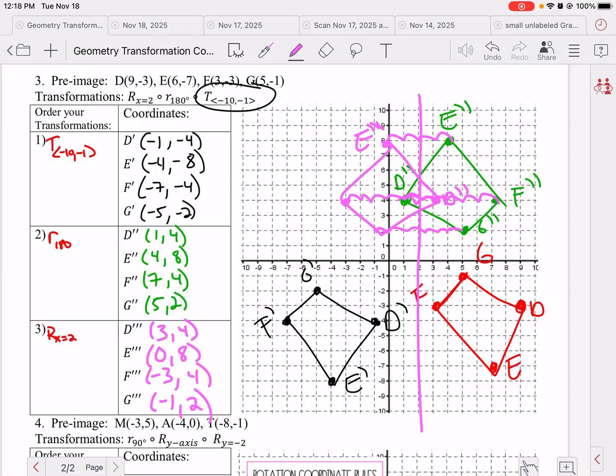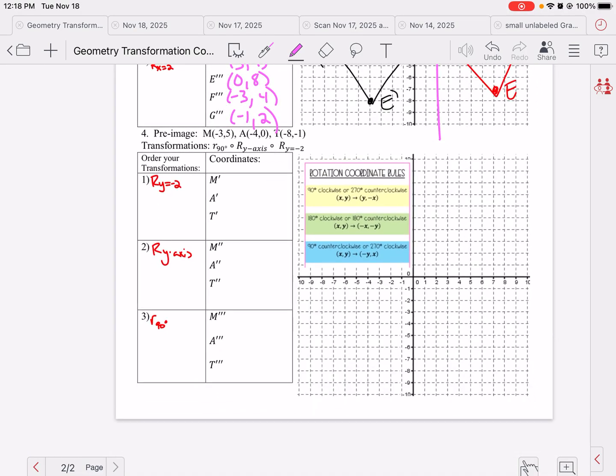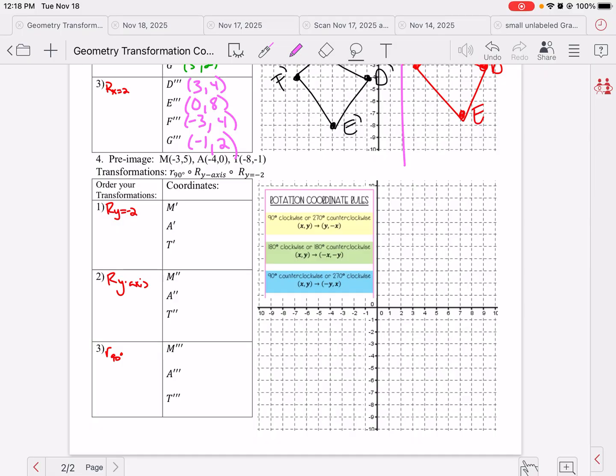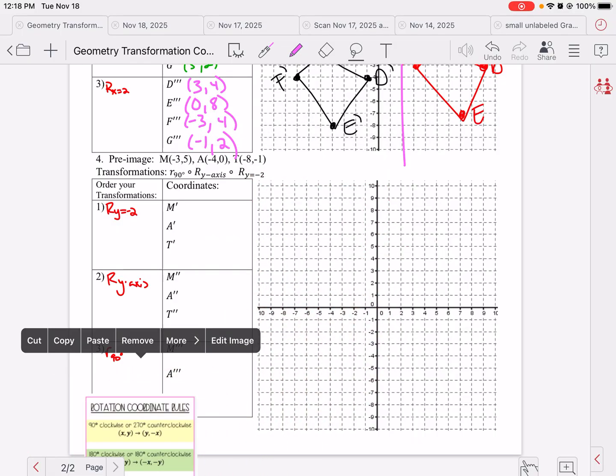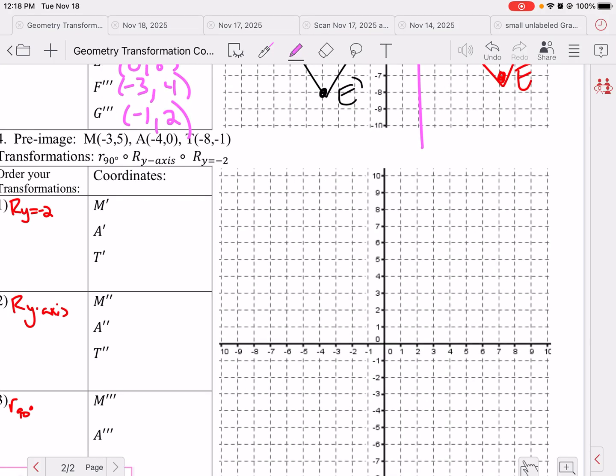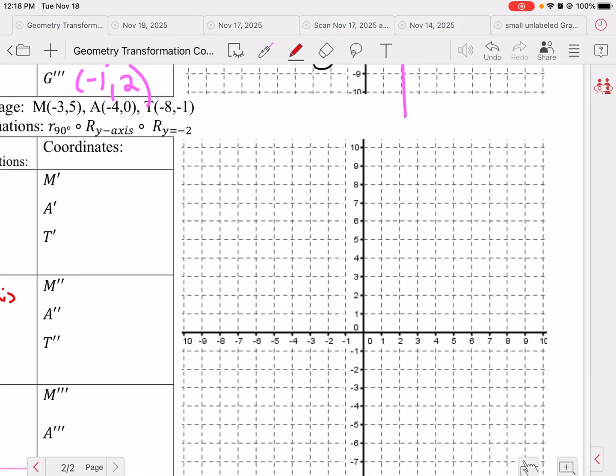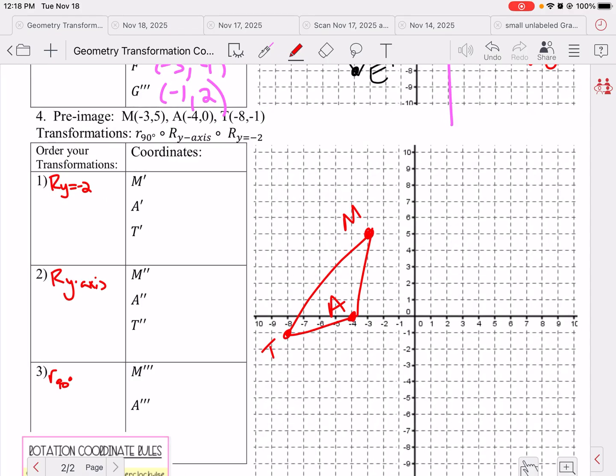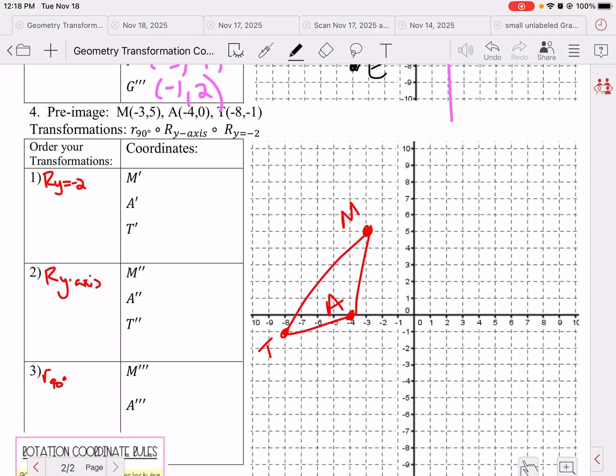All right, moving right along here. Ooh, I didn't plot these points. My apologies. Move this out of our way for a second here. Okay. So if we plot our first points here, we're going to have -3, 5 for M. We're going to have -4, 0 for A, and we're going to have -8, -1 for T. Okay. So we're going to reflect it over the line Y equals -2.